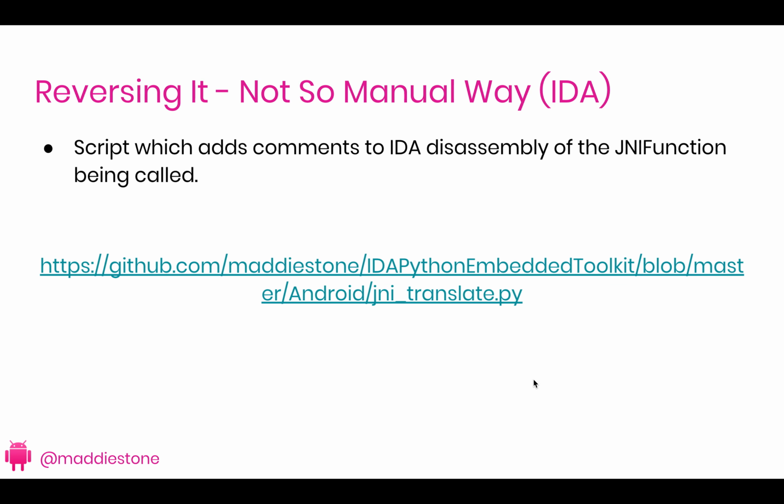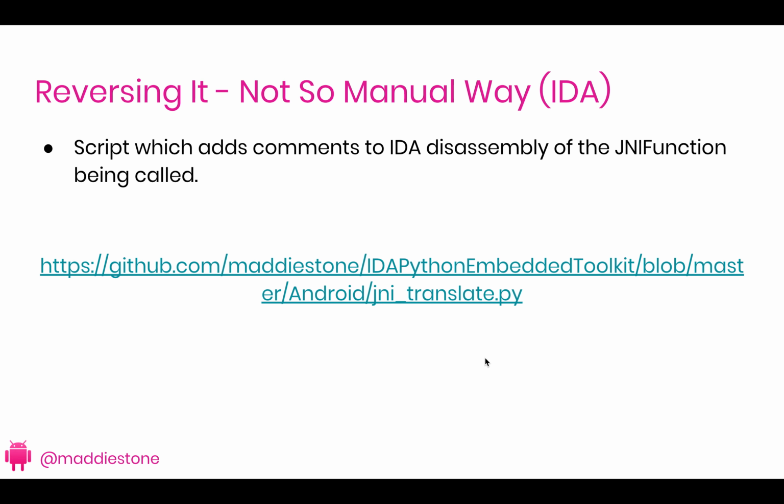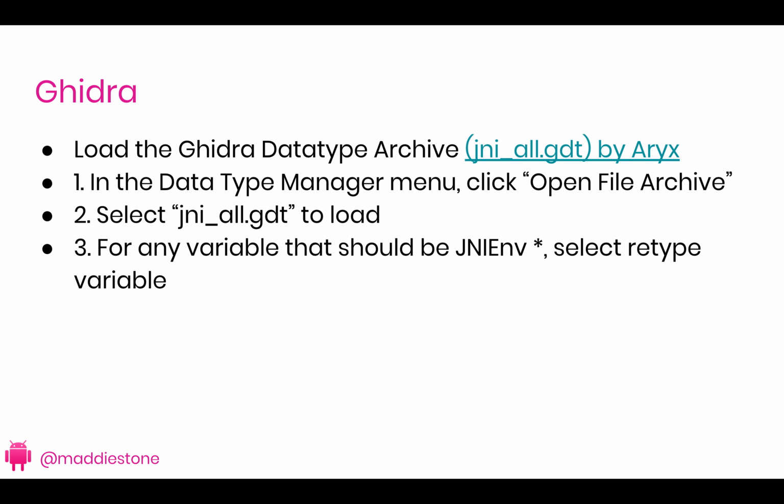If you only have the disassembler, then a wonderful intern who used to work for me named Io wrote this great IDA Python script, which will add comments to your IDA disassembly, so you can see which JNI function is being called. But since we're using Ghidra, Ghidra also has a solution, thanks to someone who goes by the GitHub username Aryx, A-R-Y-X.